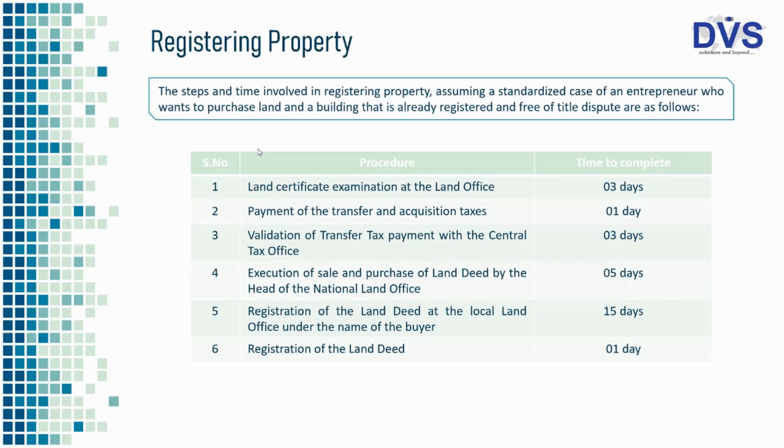Execution of the SPA, the sale and purchase agreement of the land deed, with the head of the National Land Office, which takes 5 days. Then registration of the land deed at the local land office under the name of the buyer. So in principle it takes about 25 days for a foreigner to have a property registered in his name, provided there is a title free of any disputes.